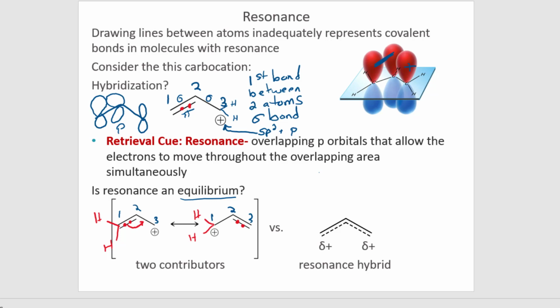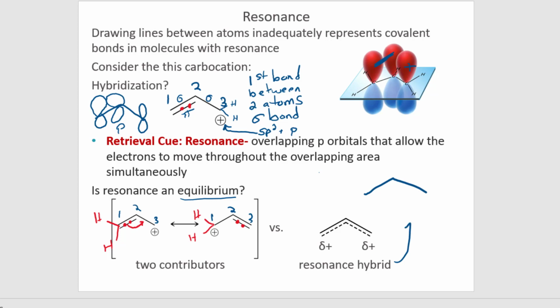So this electron density is really being distributed. The two electrons in the p orbitals are not residing solely between 1 and 2, nor are they solely residing between 2 and 3 as a pi bond. They're sort of in flux. They've got lots of room to go through, and they can distribute across all three atoms at the same time. This is what's called resonance.